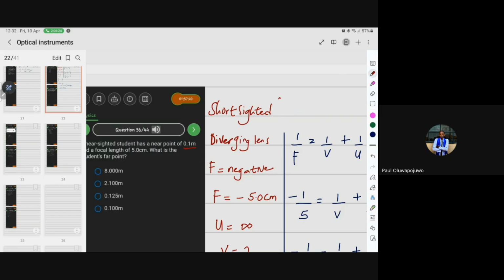You are talking about what? Far point, right? It has to do with the far point. So your normal far point for a normal person is infinity, just like the normal near point of a normal person is 25. So U equals 25 when you are solving for a long-sighted person. Then U equals infinity, which is the far point, when you are solving for myopia. Does it make sense now?